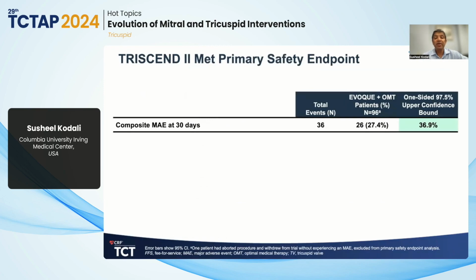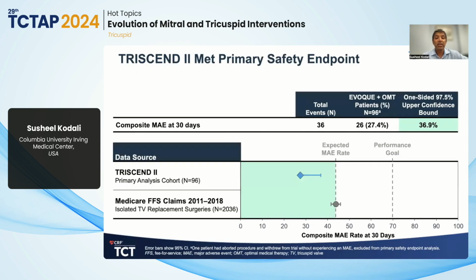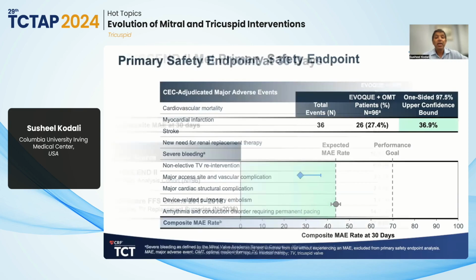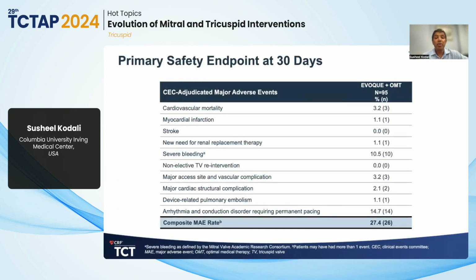The primary safety event rate was 27.4%, with an upper bound of 36.9. This was less than the expected MAE rate of 43.8%. Here is a look at the individual components of the safety endpoint. 10% of patients had severe bleeding, and 14% of patients had an arrhythmia requiring a new pacemaker. Cardiovascular mortality at 30 days was 3%.